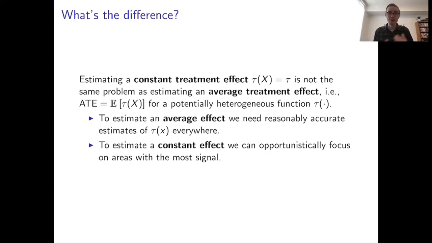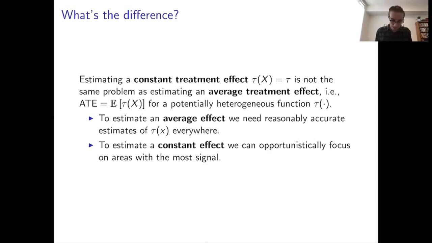On the other hand, if I tell you a priori that treatment effects are constant everywhere, well, you can just ignore this part of feature space where the problem was too hard and just estimate your constant treatment effect over here, where you've actually had good signal, and then just extrapolate that everywhere. And that makes the problem a lot nicer.